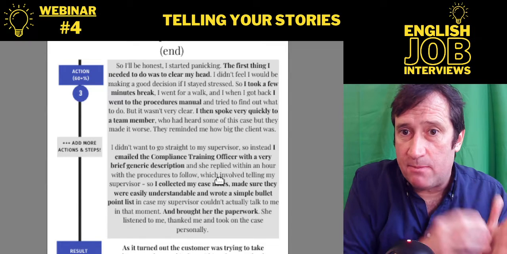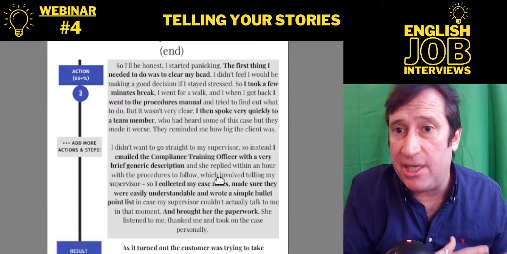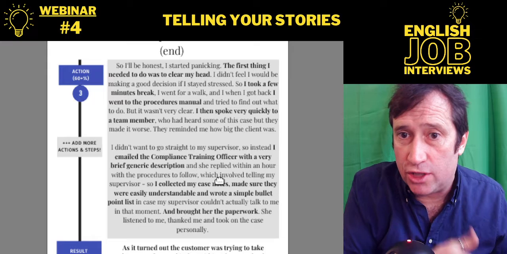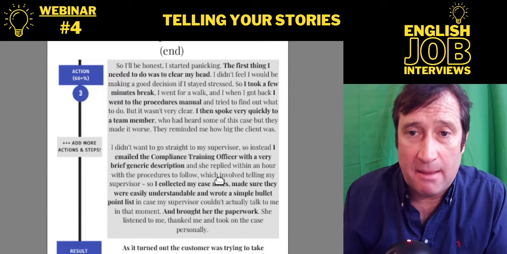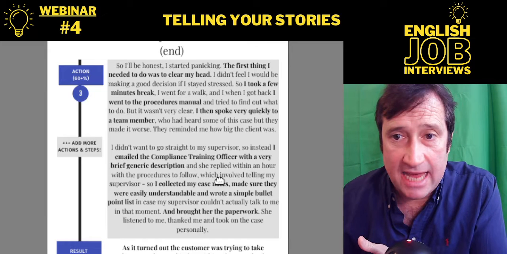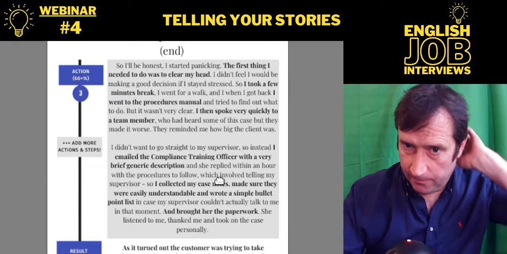So I took a few minutes break. I went for a walk, and when I got back, I went to the procedures manual and tried to find out what to do, but it wasn't very clear. I then spoke very quickly to a team member who had heard some of this case, but they made it worse. They reminded me how big the client was.